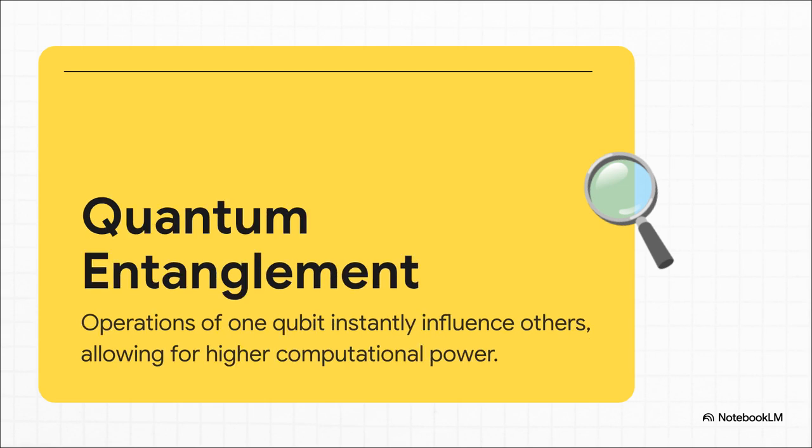But the magic of quantum mechanics doesn't actually stop there. These multiple states of multiple qubits can be linked to each other through a wild phenomenon called quantum entanglement. When qubits become entangled, the operations of one qubit instantly influence the other qubits, no matter how far apart they are.